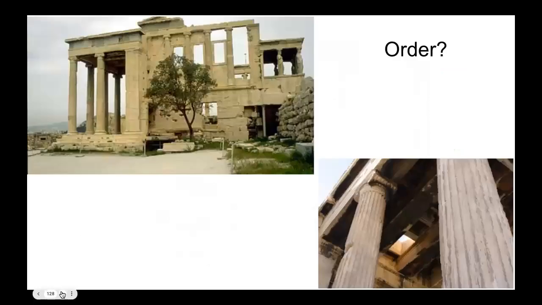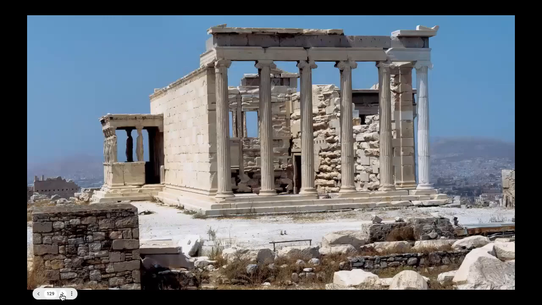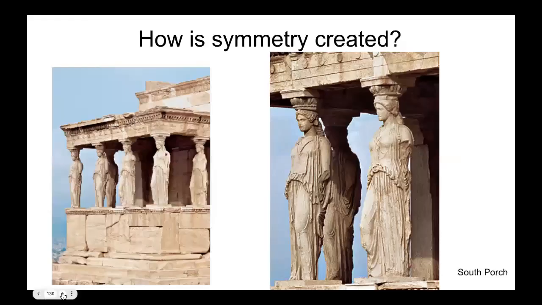And then when you look at the structure, can you tell the order? Look at the columns. Notice how it has those scrolls, what we call volutes, and it has a base. That tells us that it must be in Ionic order. And then on the south side, there's this porch. On the porch here, there's what we call Caryatids.